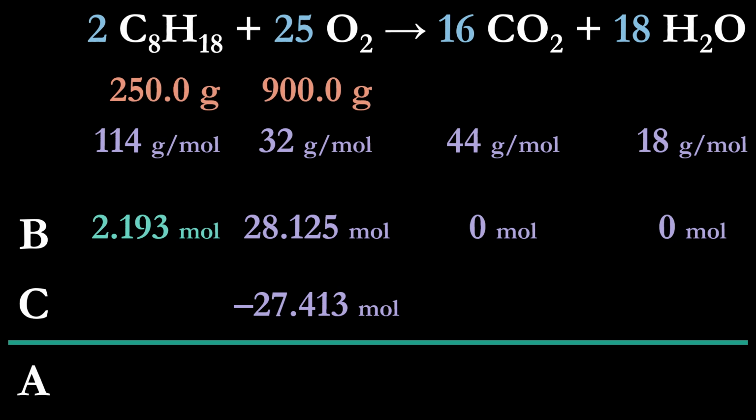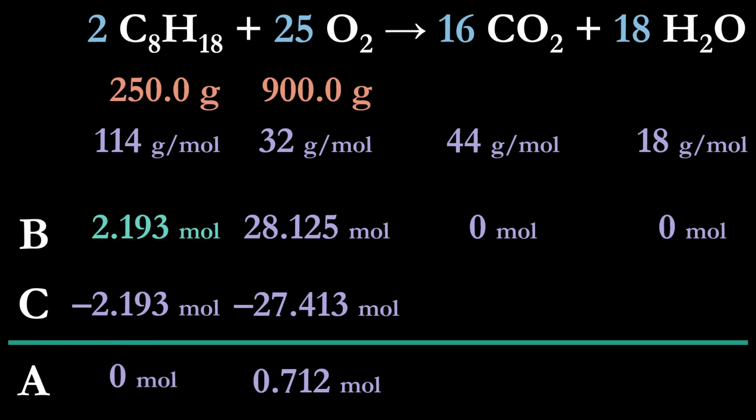Now I can do arithmetic and take the 28 minus the 27 number to find that there are 0.712 moles of oxygen gas remaining after the reaction is over. The next thing is all of the octane will be consumed. So I can subtract that original number, the before amount of 2.193 moles. It's all gone, which means I have 0 moles of octane remaining after the reaction.